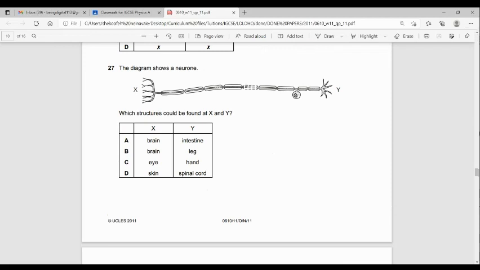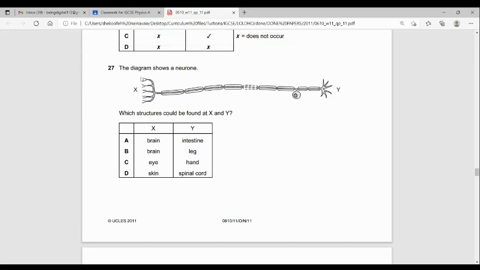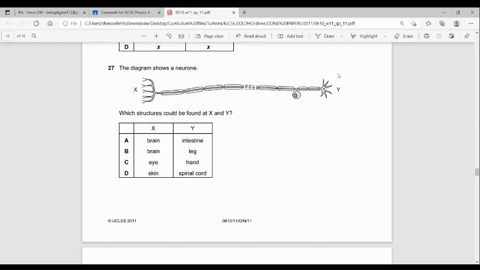Question number 27. This is a diagram of a neuron. Which structure could be found at X and Y? I mean, at these two ends, what should actually be put? Where are they connected to? X can be your skin, because it is where the sensory cell or receptor cells are attached to this part. Then this is the body of the neuron, and then it ends at Y. Y can be attached to a relay neuron, but because we don't have a relay neuron here, it can be going to a spinal cord, because a neuron is also placed in the spinal cord.